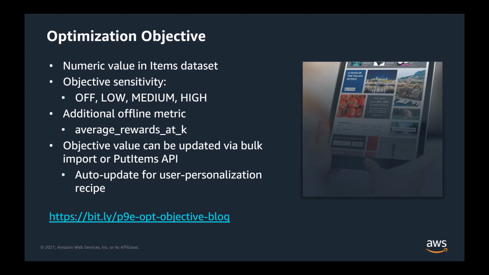We have an offline metric, average rewards at K, that is a measurement of how much biasing towards that optimization objective is resulting in rewards against that objective. You can update this optimization value both in bulk import as well as with the PutItems API, and then Personalize will pick up these updates within 2 hours using an auto update process.